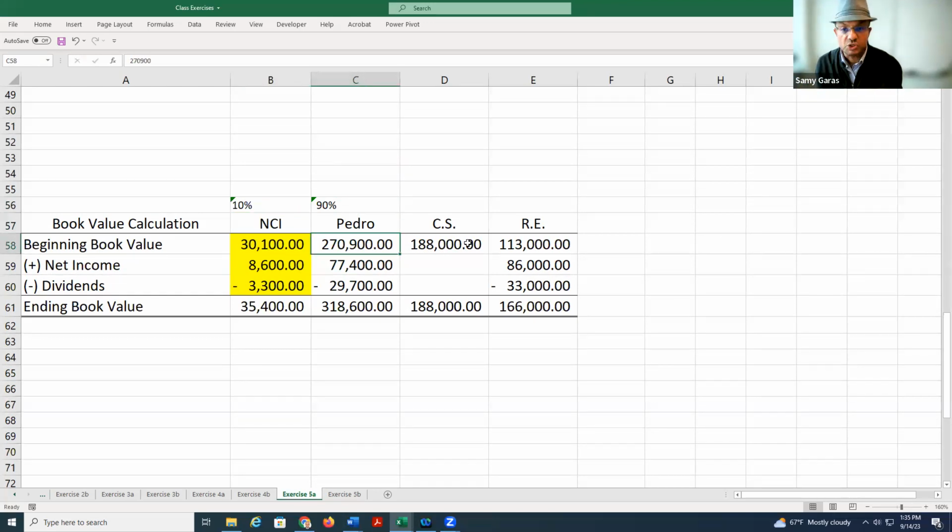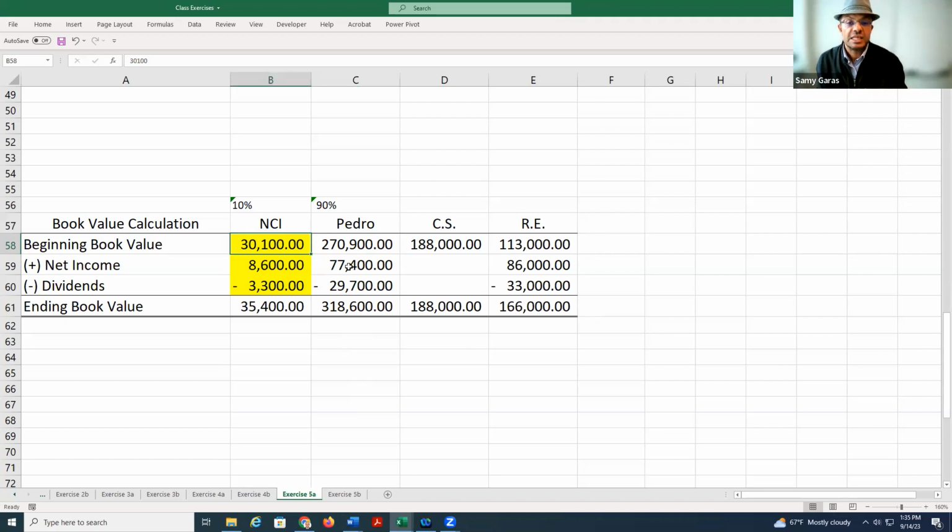This amount, 270,900, is given. The common stock also is given from the trial balance, and the retained earnings. But we didn't get the NCI. So how do we calculate the 3,100? We add retained earnings plus common stock minus Pedro investment, we get NCI.